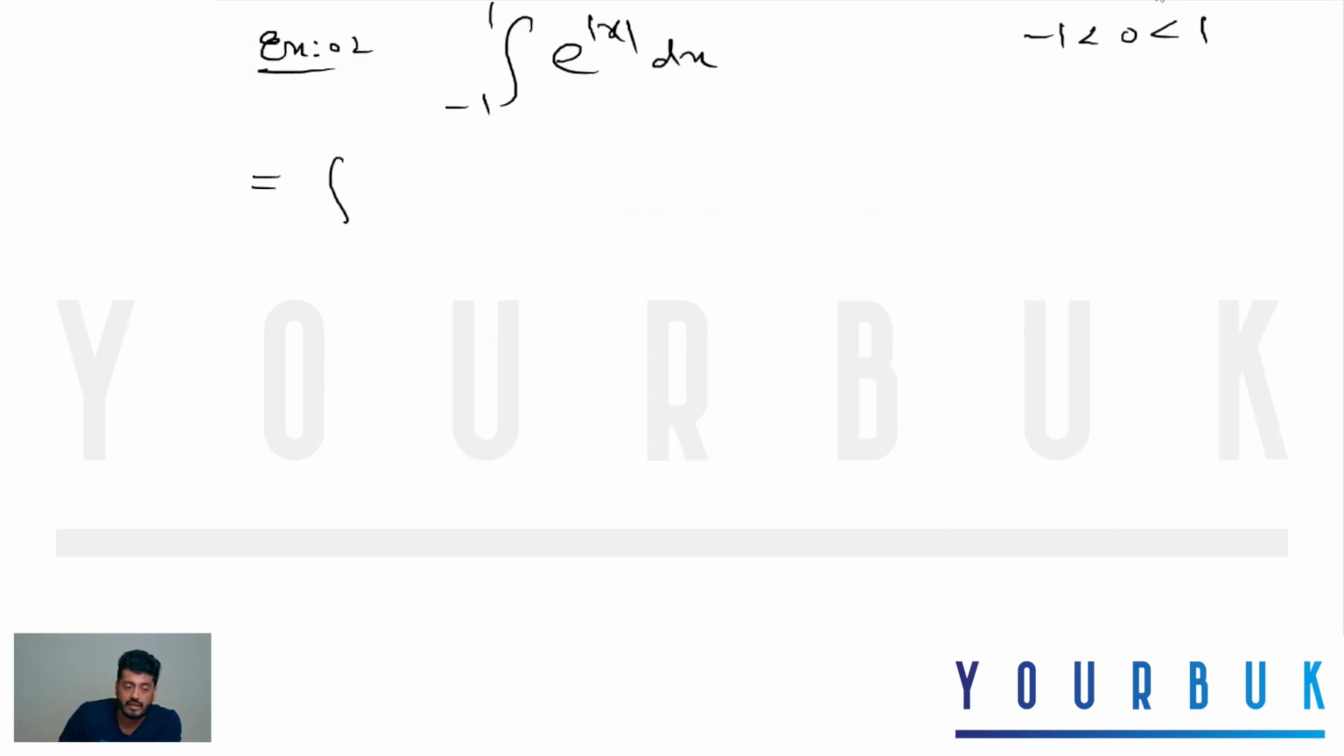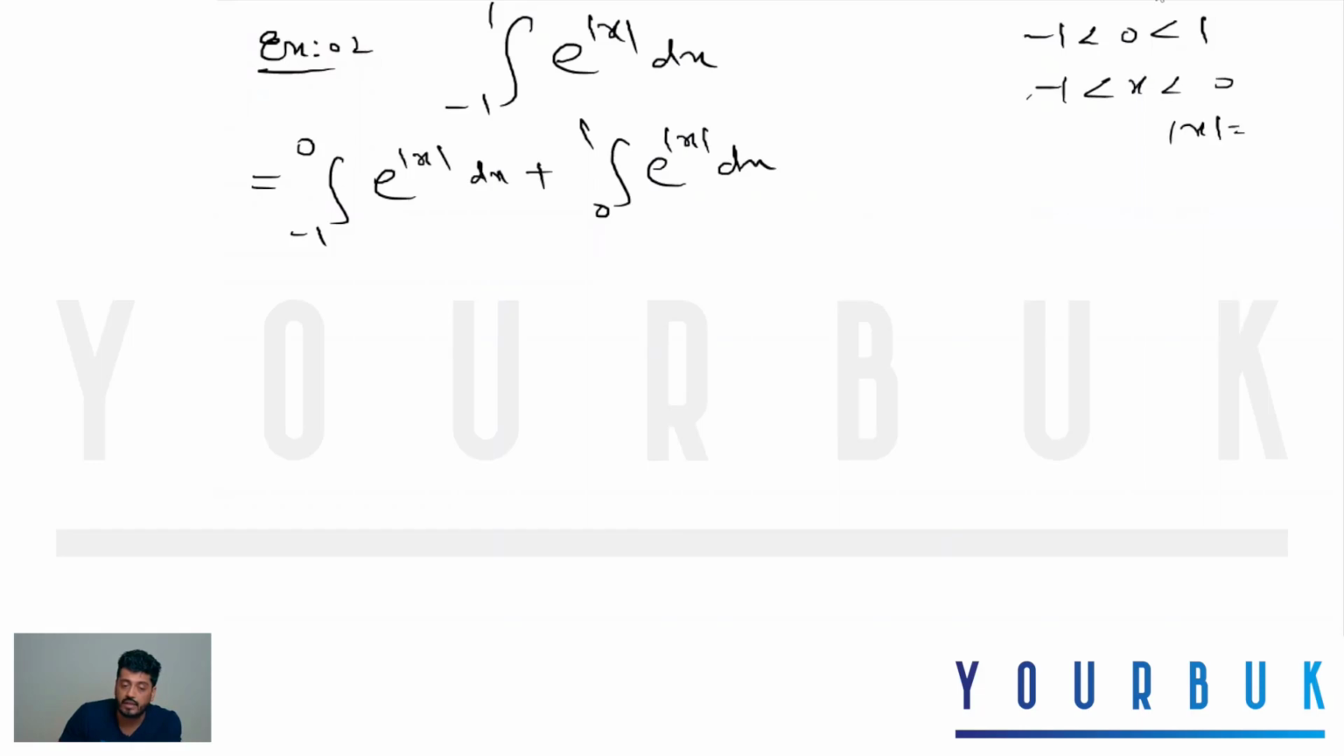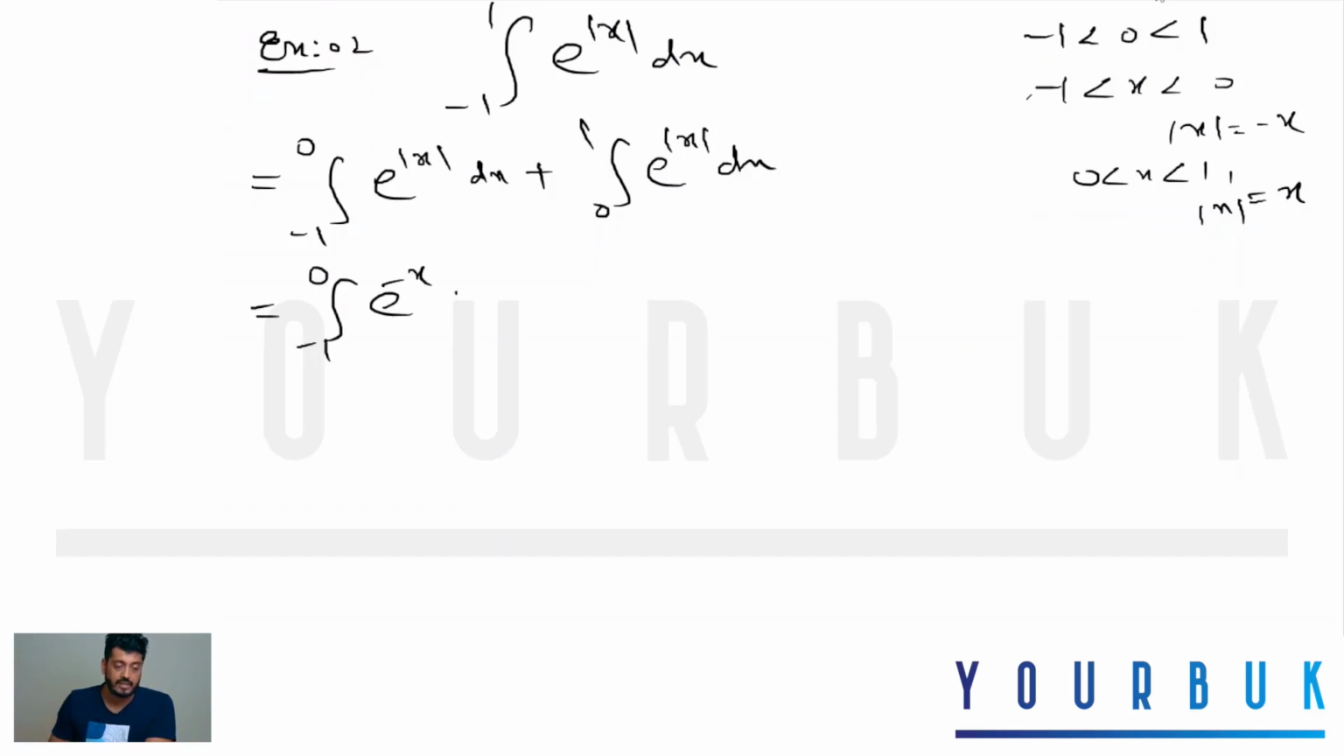So can I write this integral as minus 1 to 0, e to the power mod x dx, plus 0 to 1 e to the power mod x dx. I hope this is clear. Now also I know that if x is less than 0, then mod x is minus x. And if x is bigger than 0, then mod x is x. We know this property of modulus function. So can I write this integral further as minus 1 to 0 e to the power minus x. Why? Because for x less than 0, mod x takes value minus x, and in 0 to 1, obviously this is e to the power x dx.